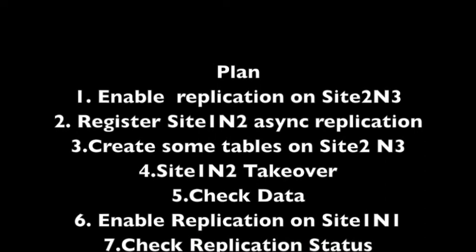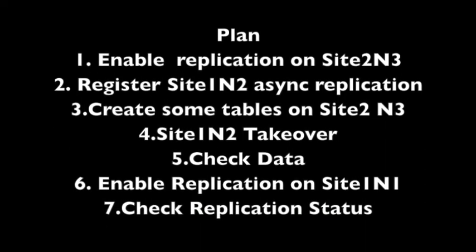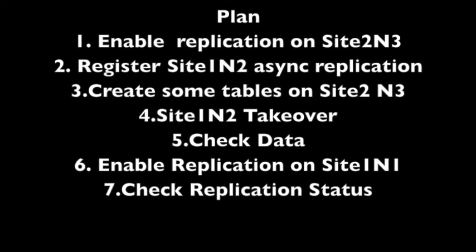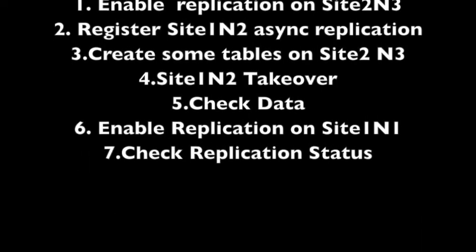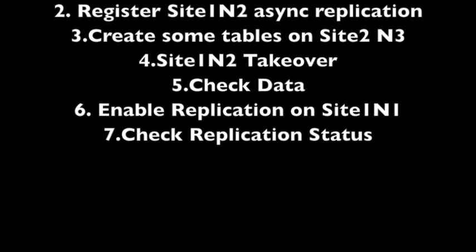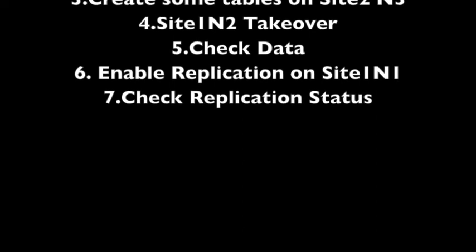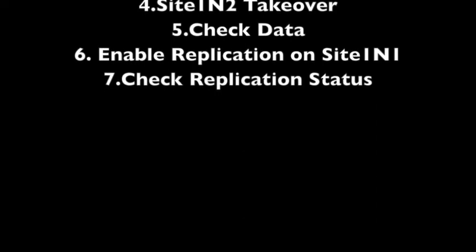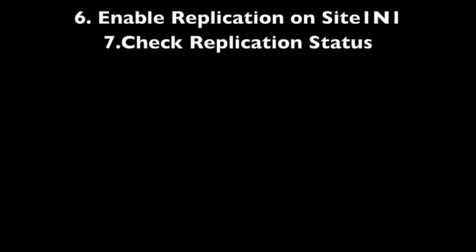Then I will create some tables on the disaster site. Then I will do a takeover to my site 1, city 1, node 2. It's actually a failback. Then I will check whether the data that I created on the disaster site is synced to the primary site again. Then I will enable the third tier, which is node 1 on site 1, and I will check the replication status, and I will hope for the best.